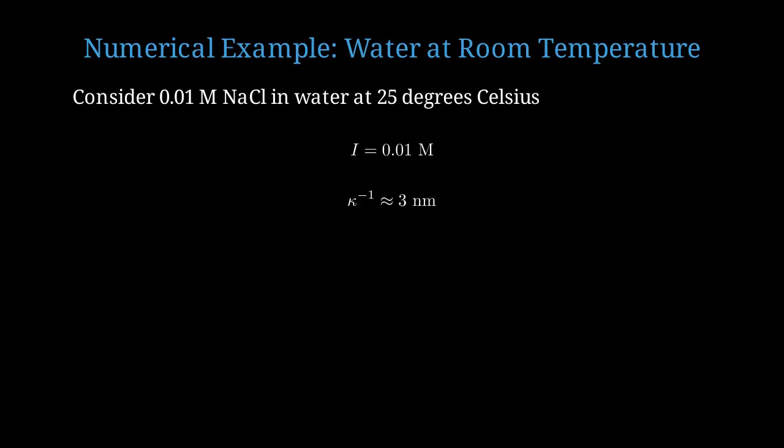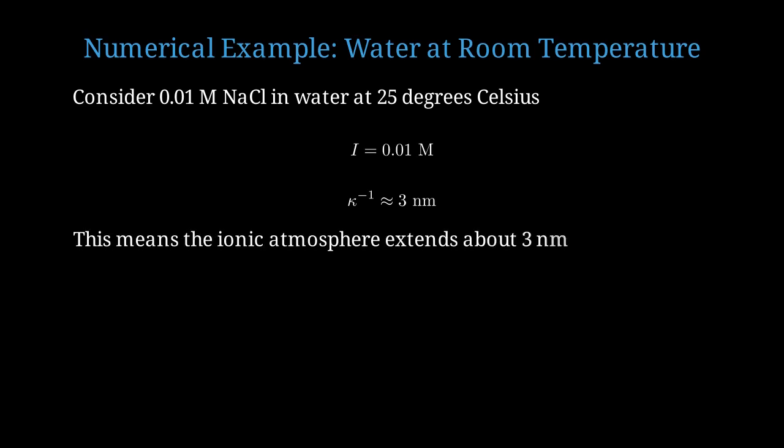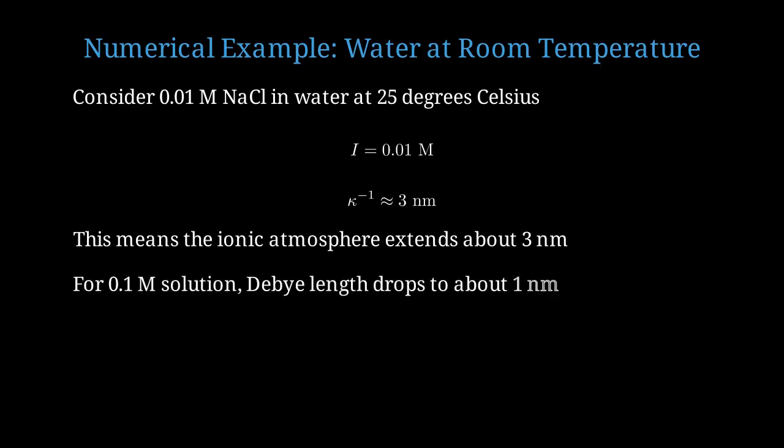Using the Debye-Hückel formula with water's dielectric constant of about 80, we get a Debye length of approximately 3 nanometers. This means the ionic atmosphere around each ion extends about 3 nanometers. That's roughly 10 times the size of a water molecule. If we increase the concentration tenfold, to 0.1 molar, the Debye length drops to about 1 nanometer. Higher concentration means more effective screening.